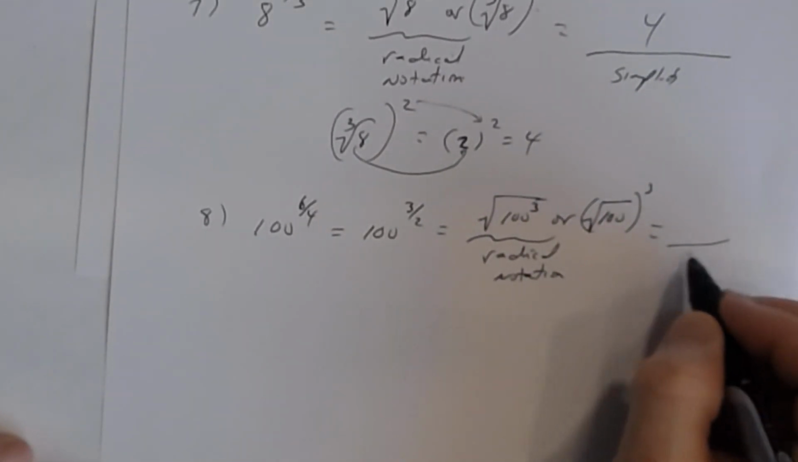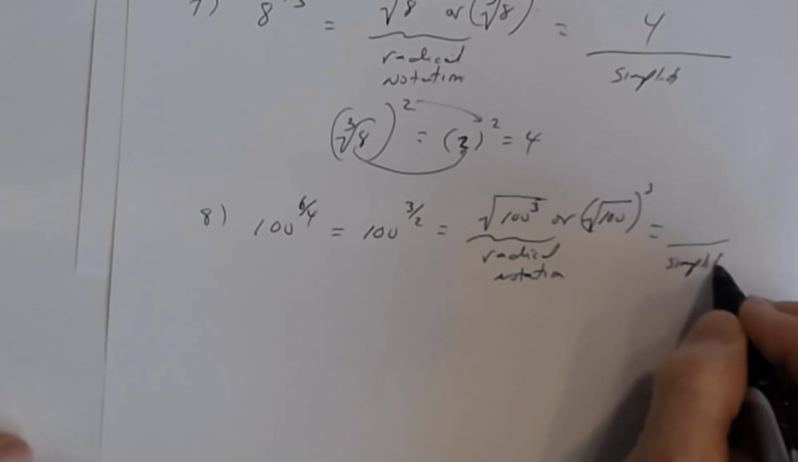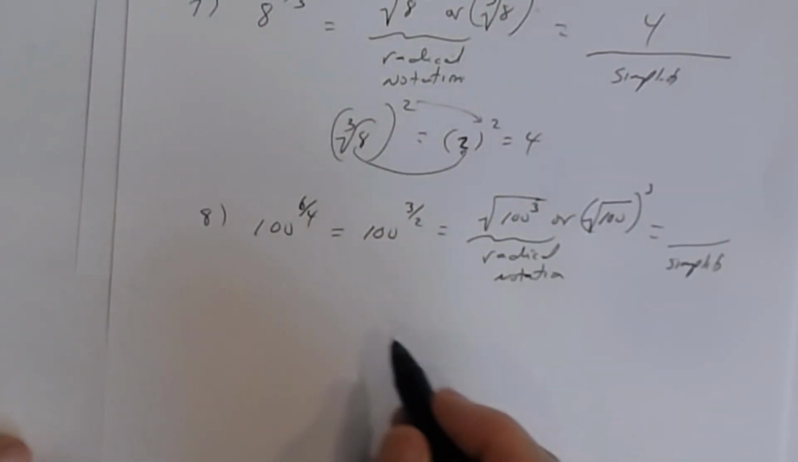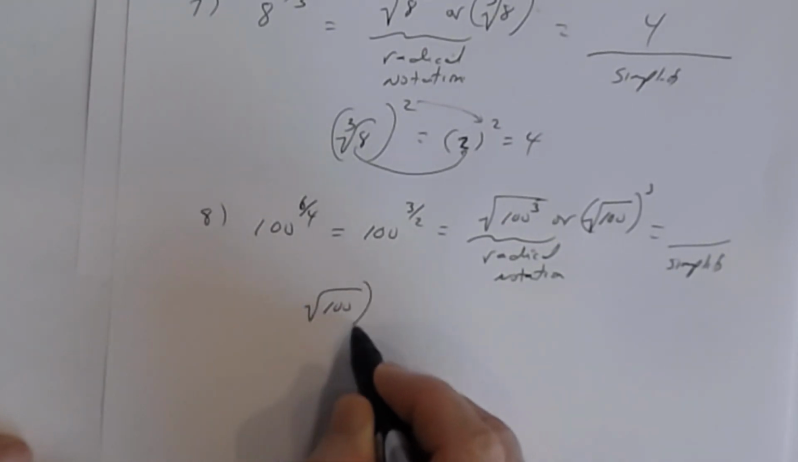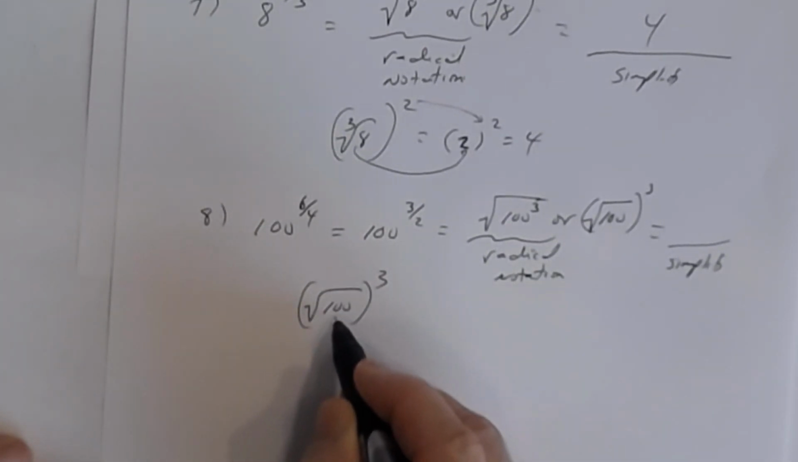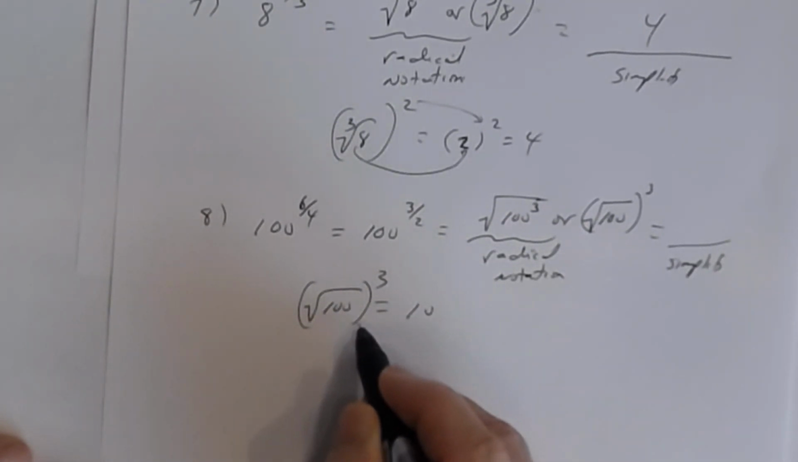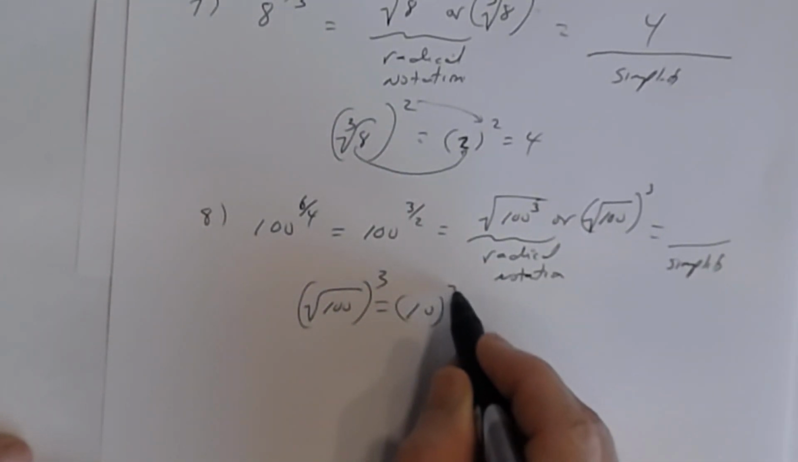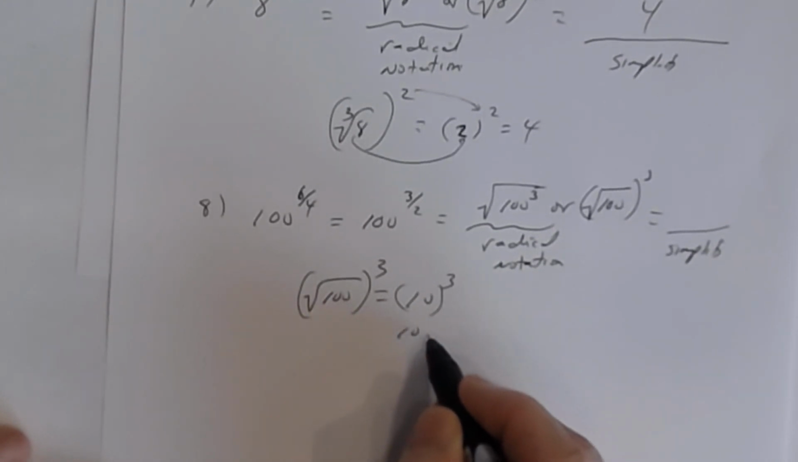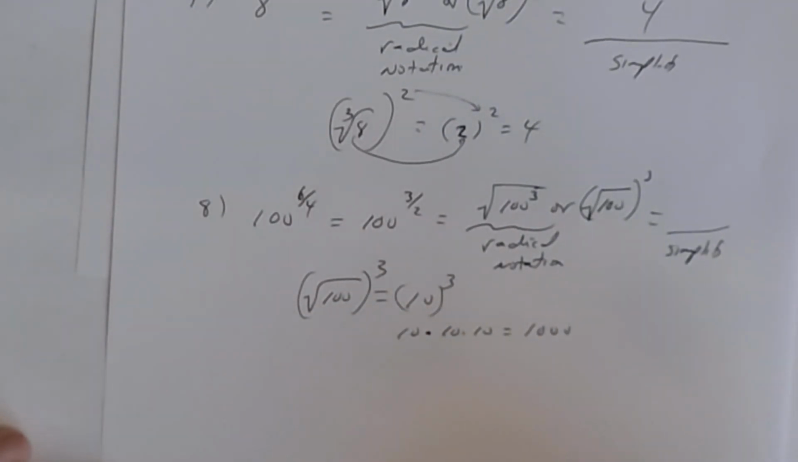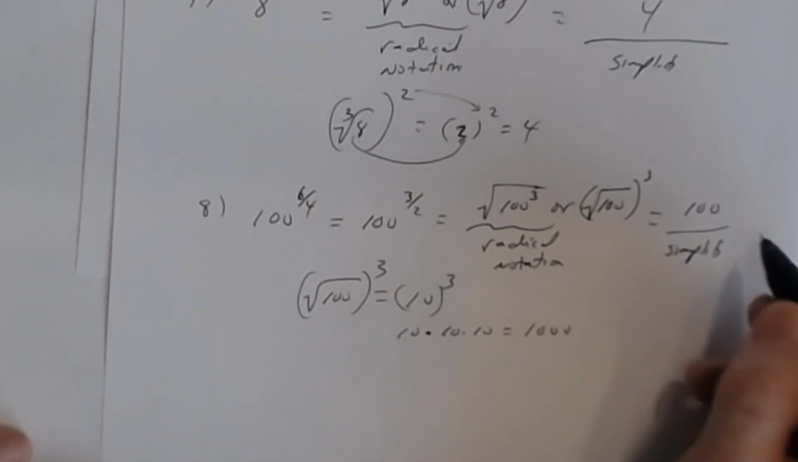To simplify, though, you're going to use this one rather than this one. Use this one because look, you all know what the square root of 100 is. The square root of 100 is 10. And all you have to do is cube 10. Well, remember 10 to the 3rd power means 10 times 10 times 10, which is 1,000. So the answer is 1,000.